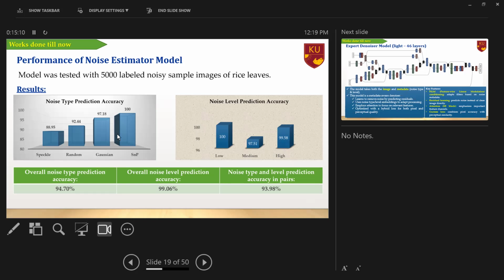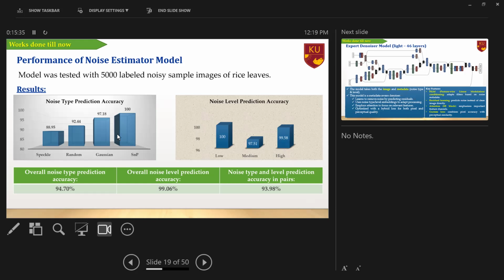And for noise level prediction accuracy, low noises are detected 100%. All are detected, and for medium, 97.51, and for high, it is very easy to detect the high noises, so here it is near about 100, 99.58. So overall noise type prediction is 94.7%, and noise level prediction is 99.06, as we have seen in the previous slide also.